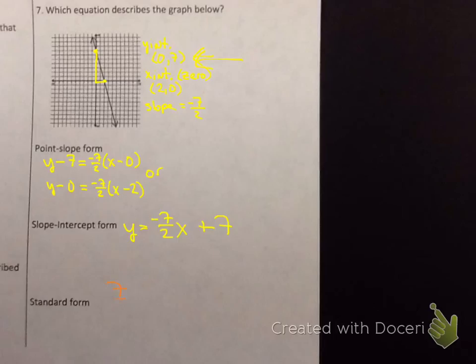Standard form: move the x over to the other side, make it positive, and then you can multiply everything by 2, and you would end up with your answer, which would be 7x plus 2y equals 14. Okay, so fairly simple, nothing that difficult. You should find that fairly easy.